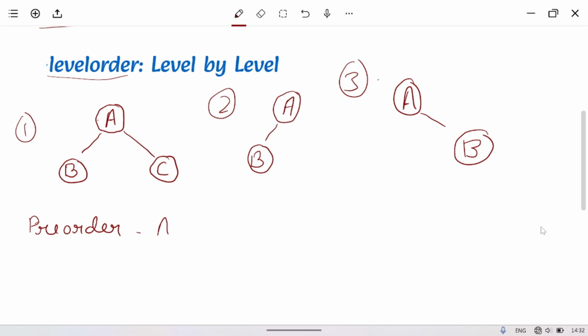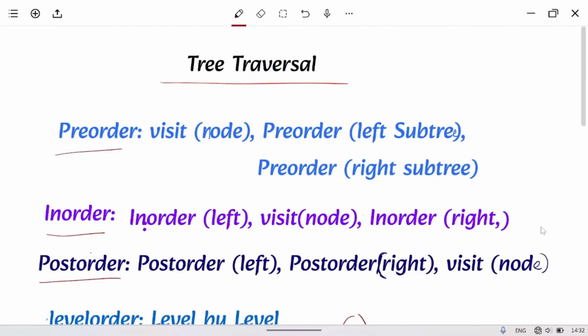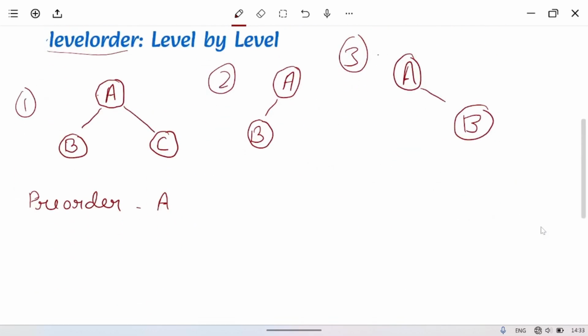So here A, then left, then right. After visiting the node, the next is the left subtree, then the pre-order right subtree. For simplicity, I will write simply left and right. Then left B, then right C. This is the pre-order traversal.